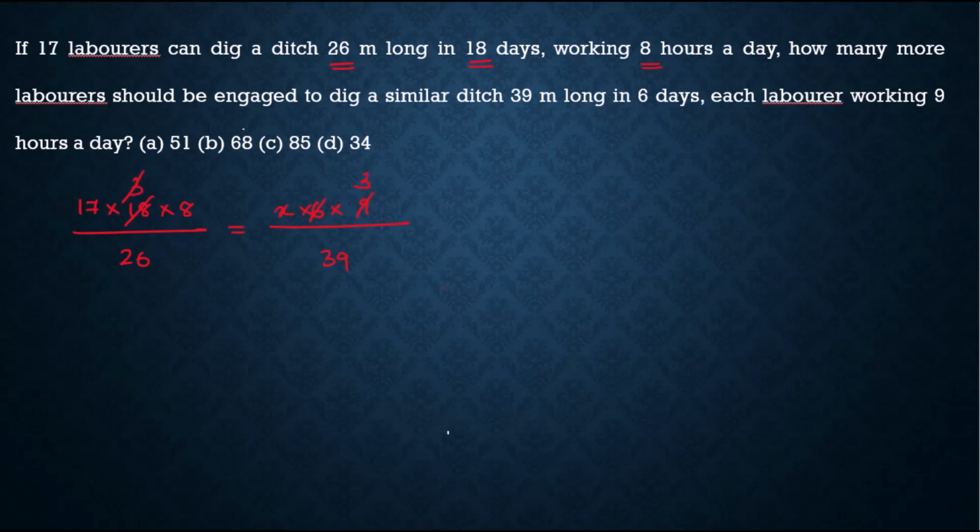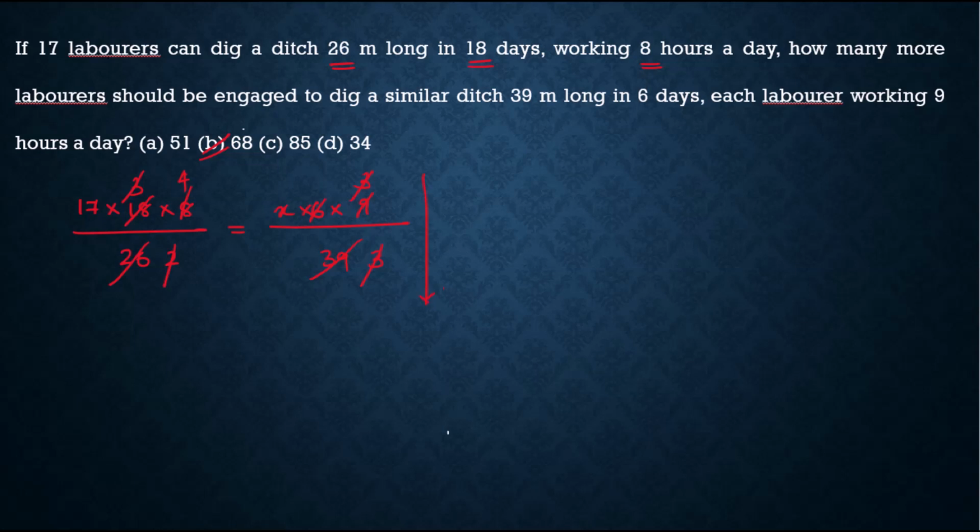We can simplify it. 18 and 6, you will get a 3 here. 3 and 9, you will get a 3 here. Then 26 and 39, division by 13, here you will get a 2, here you will get a 3. This 3 and this 3 cancel. 2 and 8 cancel, here you will get a 4. So we have 17 into 4. What is 17 into 4? 10 into 4 is 40, 40 plus 28, that is 68.